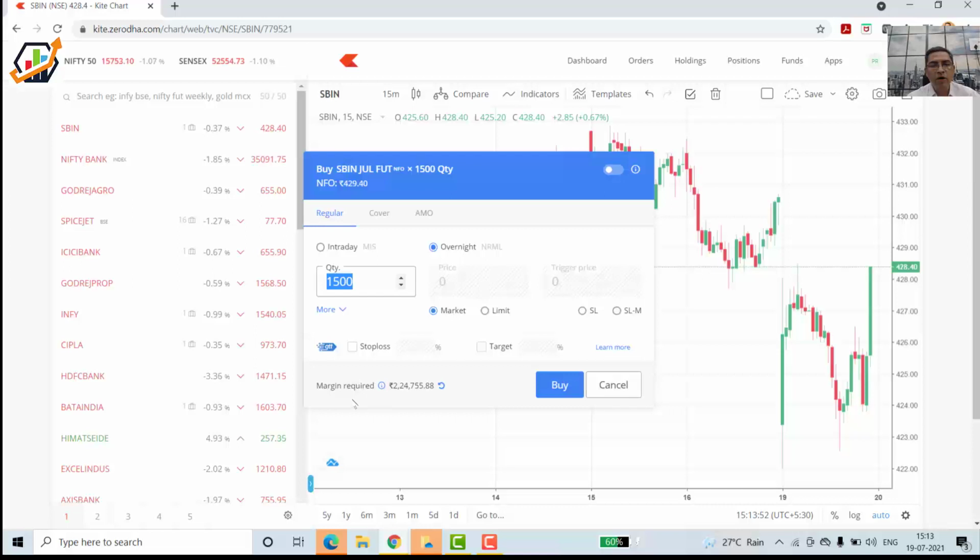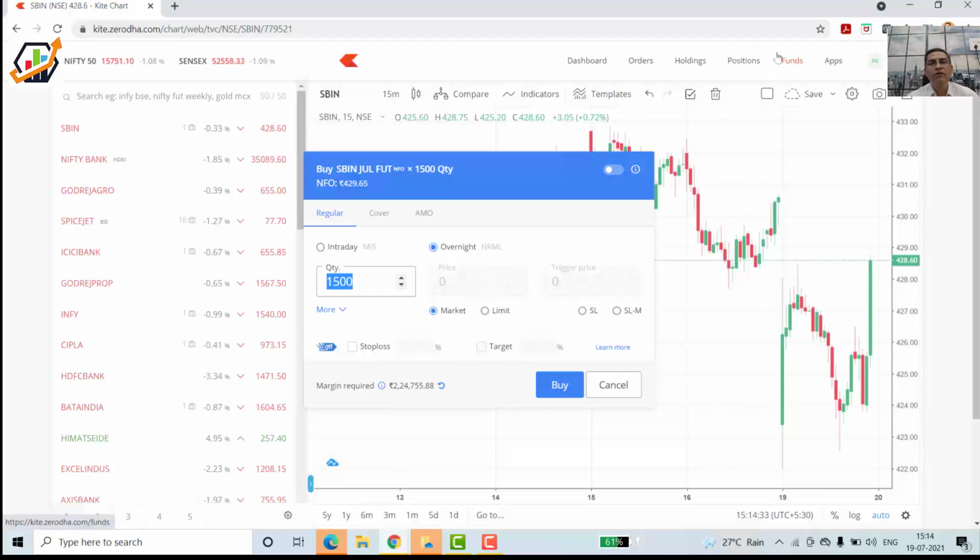Now if you look here at the bottom, the margin required is 2,24,755. As we all know, for the futures trade you are required to keep a margin. Now if you take 1500 by 429, it will be a huge figure, right? But the margin normally is somewhere around 15% to 25% of the entire exposure. So you need not have the full value loaded in your account. You can have something a little bit more than 2,24,000, something like 2,25,000 or 2,30,000 is also fine. As long as this much money is loaded in your funds, you can take this trade.